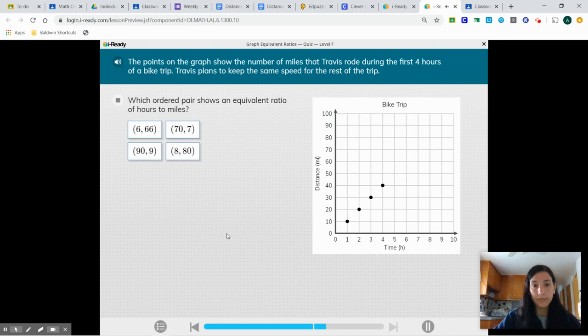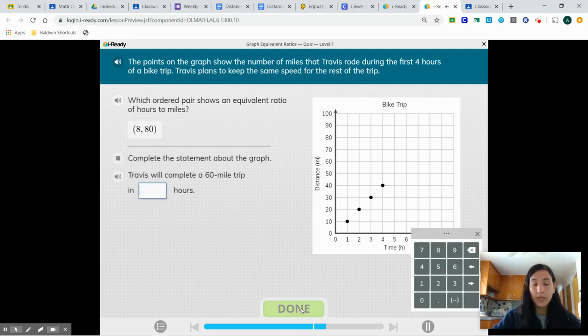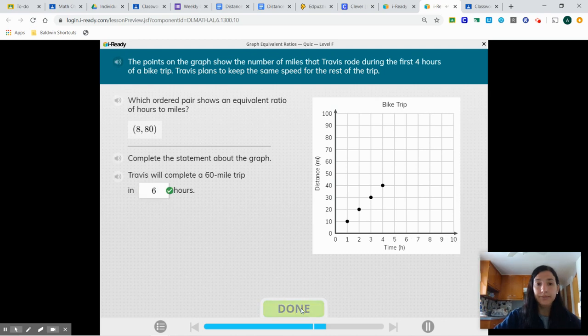Which ordered pair shows an equivalent ratio of hours to miles? Now we could continue our graph, or we could just continue to do y divided by x. When we do y divided by x, we're looking for an answer of 10. 80 divided by 8 will give us that answer. So our ordered pair is 8, 80. Complete the statement about the graph. So if he's going 60 miles, 60 divided by 10 tells us it will take him 6 hours.